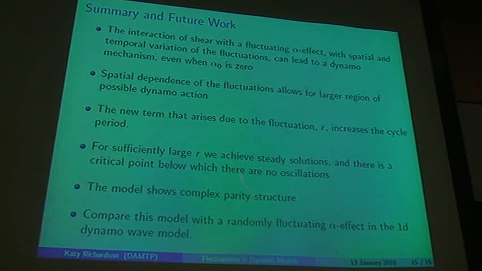We see steady solutions at a particular value of R, and there are points where there are no oscillations, so that's quite an interesting point. And there's complex parity structure throughout the model. And then the next thing I'm just trying to do is to take my original 1D dynamo wave model and to actually put in a random function for my alpha effect, and to see if it shows the same thing, so to see if my cycle period does increase, to kind of back up this whole mechanism.